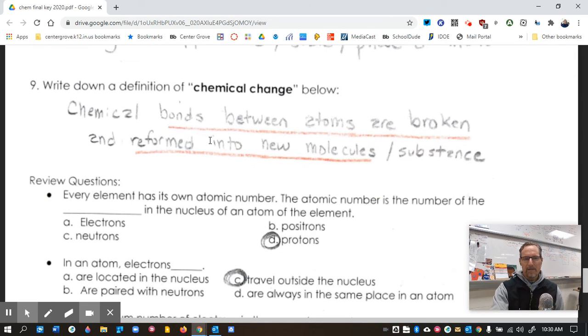For a chemical change to happen, I need to break the chemical bonds holding that molecule together and then reform those into something new, a new substance. That is a chemical change. And so things that I could look for that show evidence of a chemical change would be things like bubbling because a gas is being produced, fizzing, change in color, change in temperature. It can get hot or cold. Those are all examples of evidence of chemical change. And we saw a lot of those in the lab that we did.